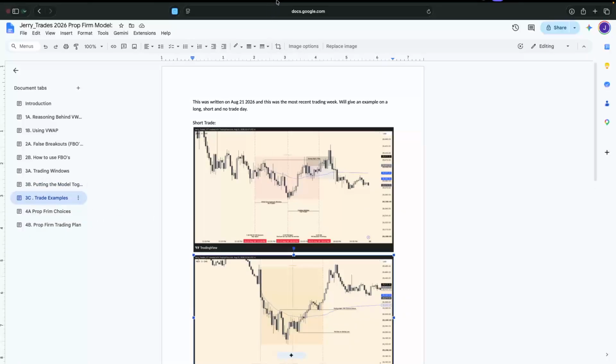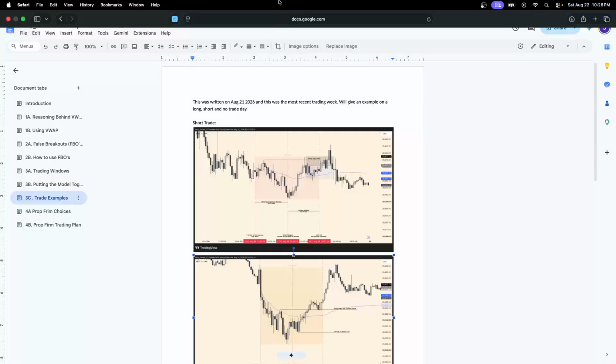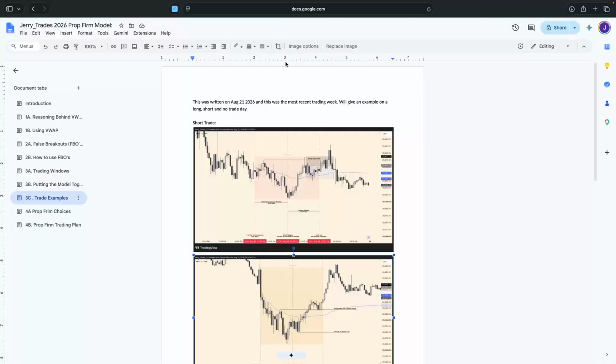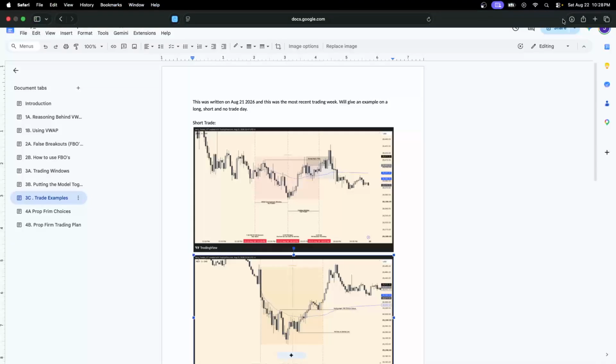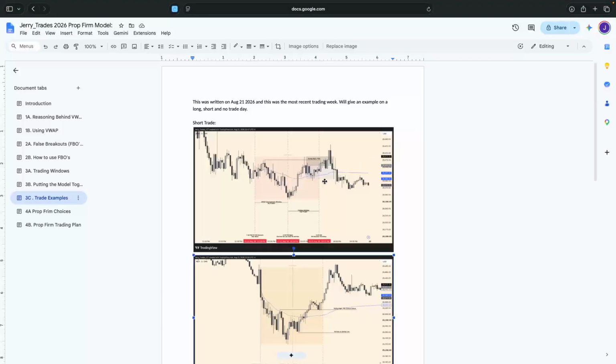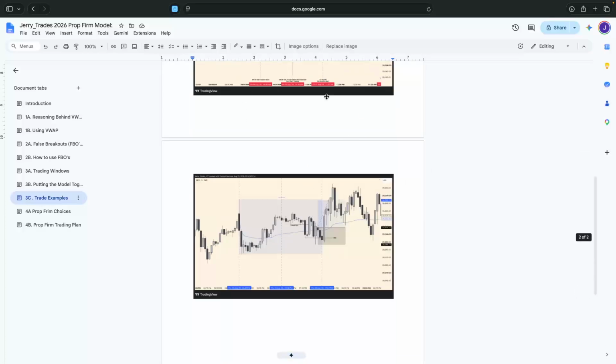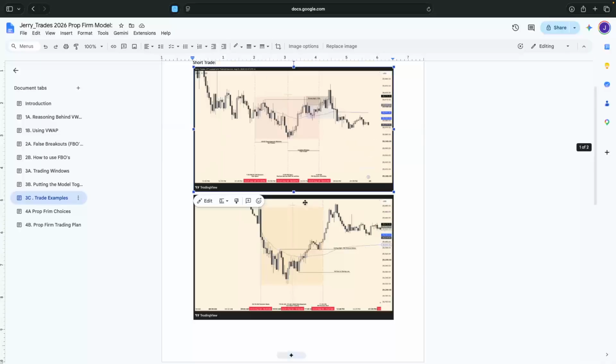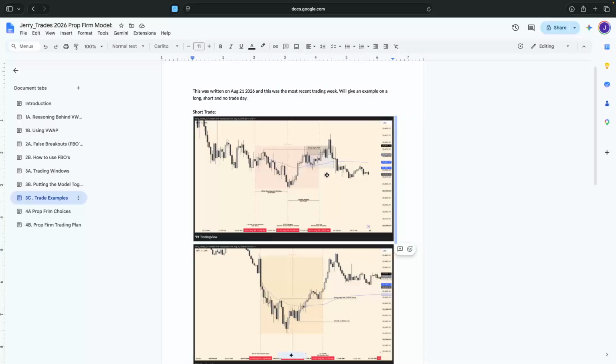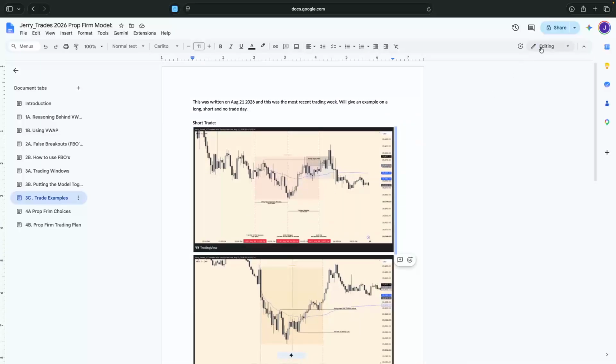So we have some trade examples here. This was written on the 21st. Today's the 22nd, Saturday. So this is literally the most recent trading week. I believe this is Sunday. I believe this is Friday. This is also Friday, and I think this is all Friday. So we can look through this.